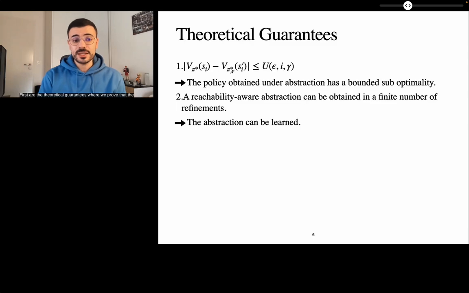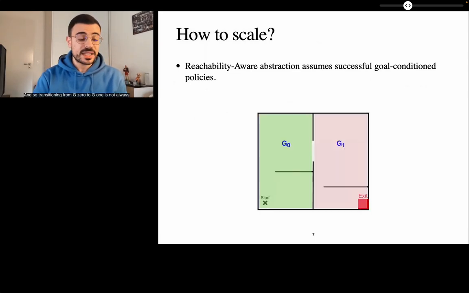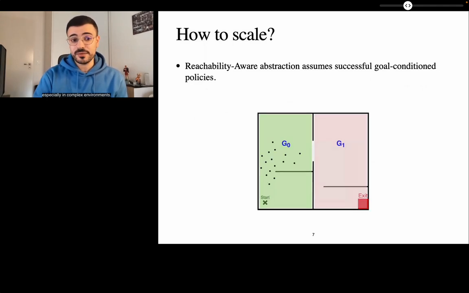First are the theoretical guarantees, where we prove that the policy learned under abstraction has a bounded suboptimality, and then that the reachability-aware goal abstraction can be obtained in a finite number of refinements. Second is the scalability issue, and the core assumption of the reachability-aware abstraction is that it requires successful policies. And so transitioning from G0 to G1 is not always guaranteed to be feasible initially, especially in complex environments. And so the refinement process will be blocked in this case.